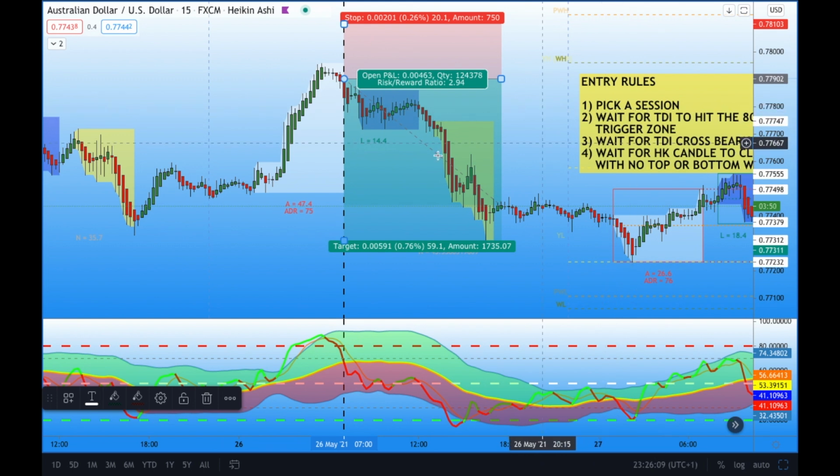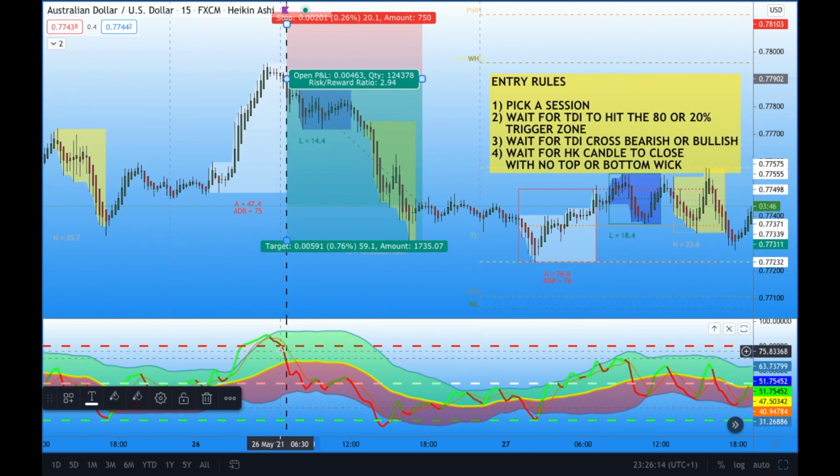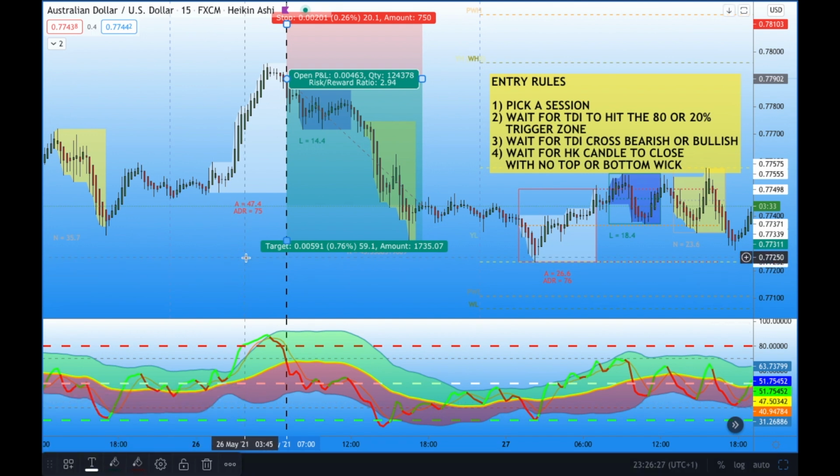Yeah. So we had our session, which was coming into London session here. We was above the 80 right here. You can see we had a bearish cross. And then once again, we had the candle that closed with no wick there. And that's why you caught this trade. So we'll just go through all the pairs quickly, just so you can see what I'm talking about in terms of how many actual trading instruments do this in a week, in a day, etc.